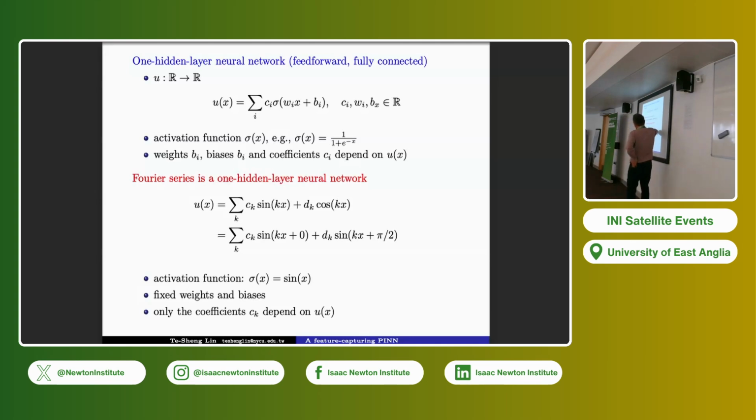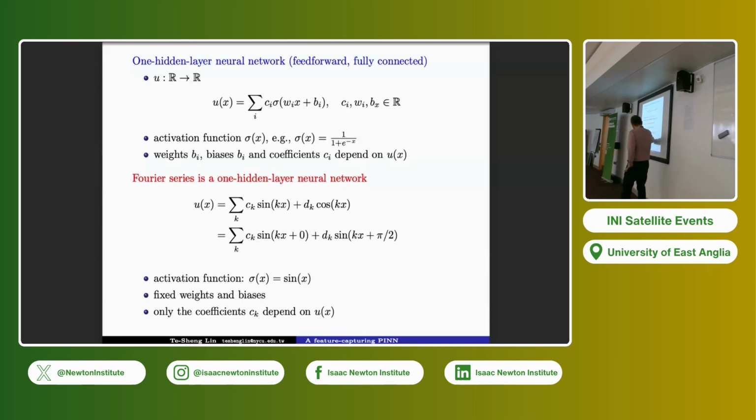What's interesting is that a Fourier series is in fact a one hidden layer neural network. If you write down a Fourier series in sine and cosine, this is sine kx and cosine kx with some coefficients ck and dk, then this cosine is essentially sine of kx plus pi over 2. Right? And you notice that if my activation function is exactly this sine, then ck or dk will be my coefficient here, the weight will be k, and the bias will be 0 and pi over 2. So you can think of this one hidden layer neural network as a generalized, more general kind of Fourier series.